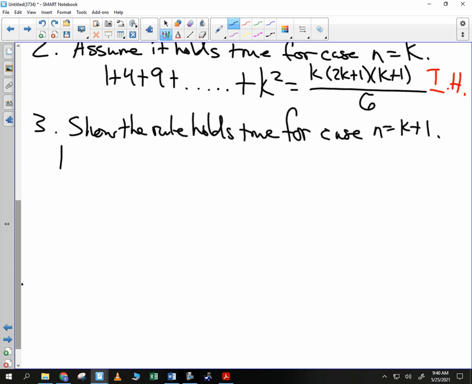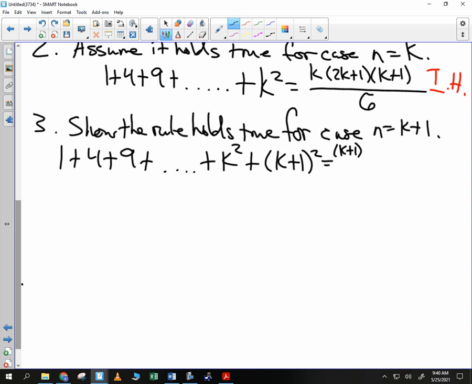Everyone is happy. All right, you should have 1 plus 4 plus 9 plus ... plus k squared plus k plus 1 quantity squared. Give yourself a little clap. Good job. Yep, you can clap for yourself. No judgment here. See if you got this part right. You should have k plus 1 in parentheses times k plus 1 times 2 times k plus 1 plus 1 times k plus 1 plus 1. A lot of parentheses there, isn't there?